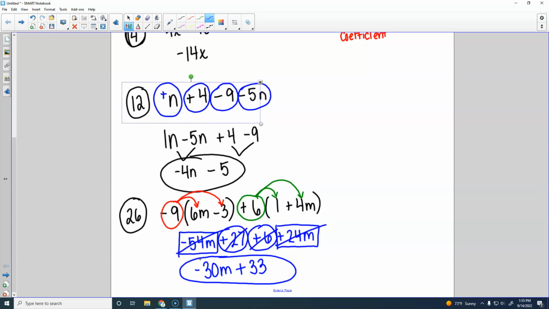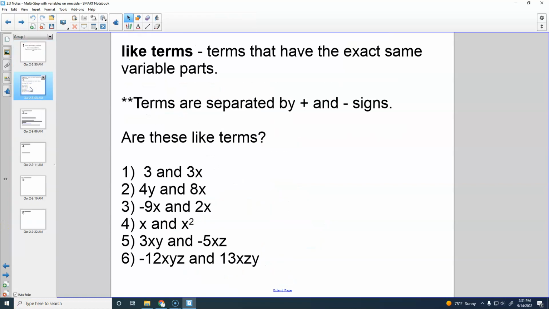Okay, questions? Okay, I want you guys to try the rest of this worksheet right now. So do as many as you can, and then we'll start looking at some solving equations. Yes? Yes. Equations, variables on both sides. We have already gone over some like term stuff, so we're going to skip this slide right here. Okay?